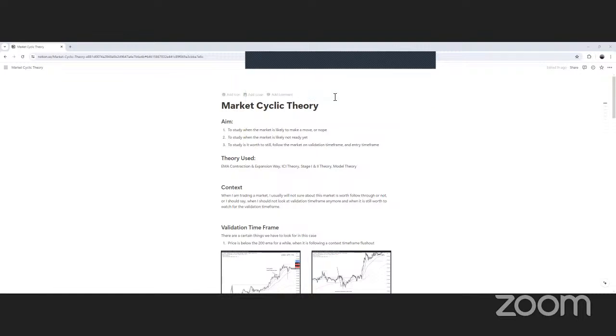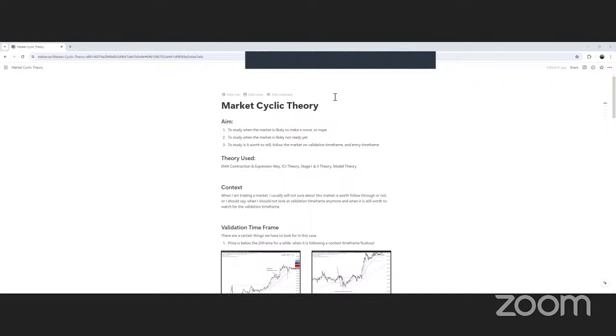So what is the market cyclic theory? The market cyclic theory is basically to study when the market is likely to make a move, or to study if the market is likely not ready yet, or to study if it's still worth following the market for the validation time frame and entry time frame.